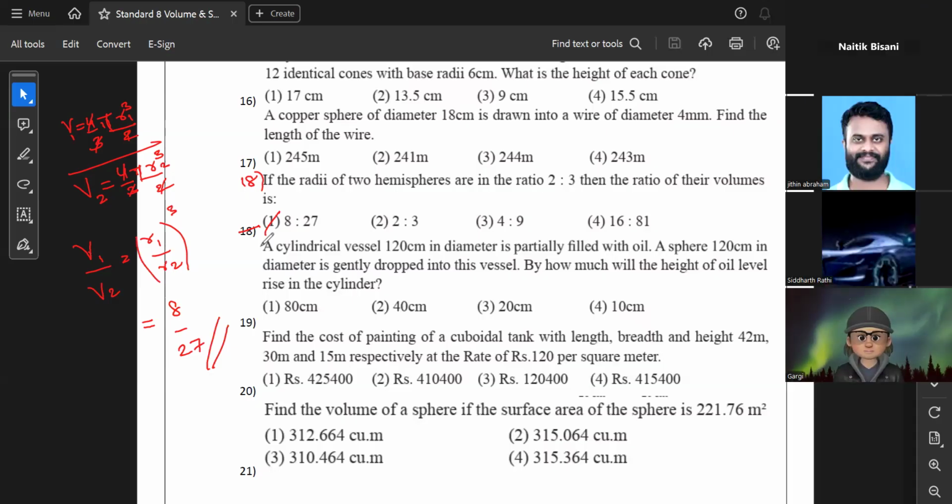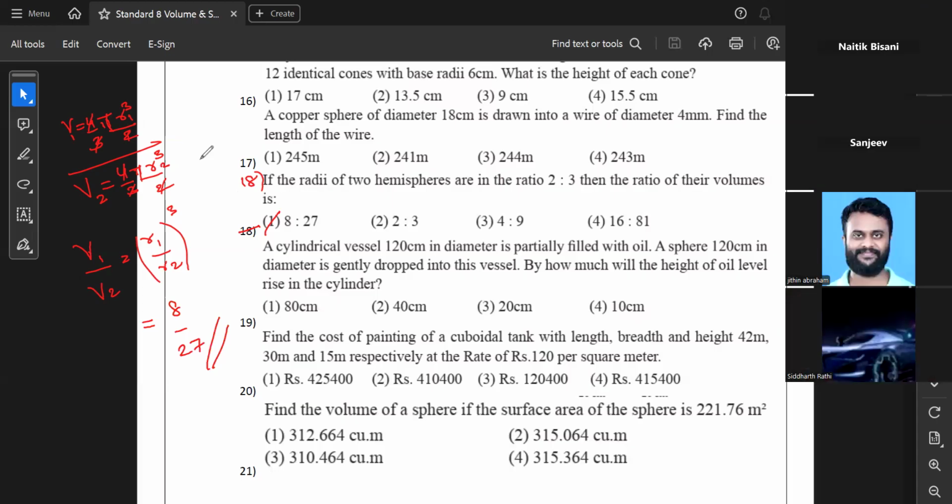Sir, what did you give the formula for the volume of a hemisphere as? See, what is a hemisphere? A hemisphere is half of a sphere. So whatever the volume of the sphere is, take its half. Oh, okay, sir, got it.